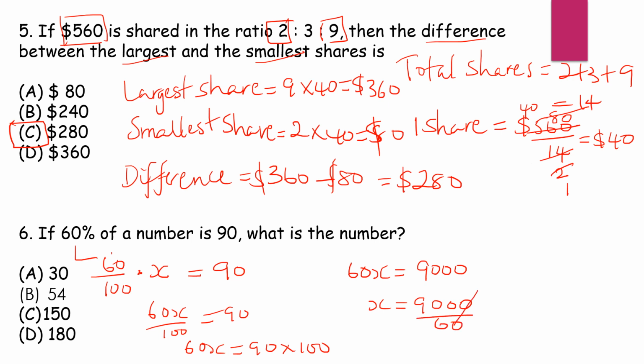Let's cross off the 0. 3 into 6 is 2. 3 into 900 is 300. 2 into 2 is 1. 2 into 300 is 150. So the answer is 150. So that would be C.